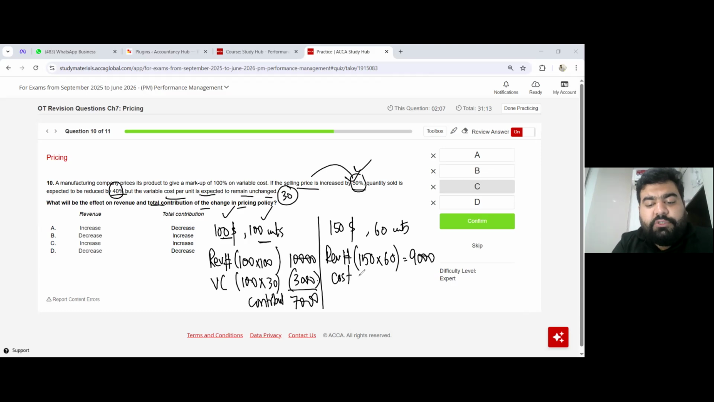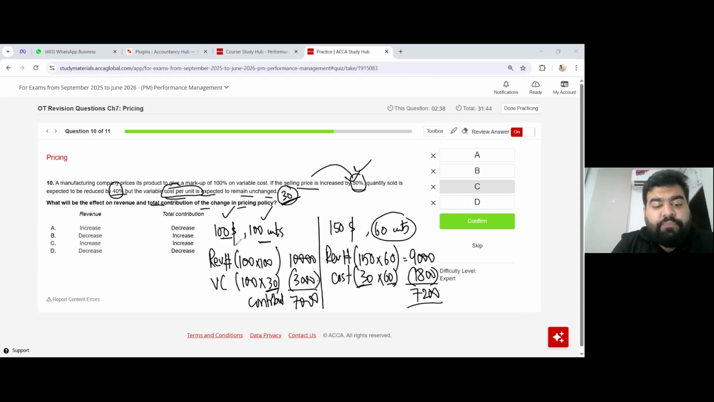Less cost. If you see the cost, now obviously you are selling 60 units, so you will take 60 units into variable cost. You know that variable cost depends on units, so if units come from 100 to 60, now variable cost will be calculated according to 60 units. But they have told you that variable cost per unit will be unchanged, means 30 will be the same. The 30 we are using here will be the same here, only the number of units will change. So it will be 1,800. Now calculated, it will be 7,200.